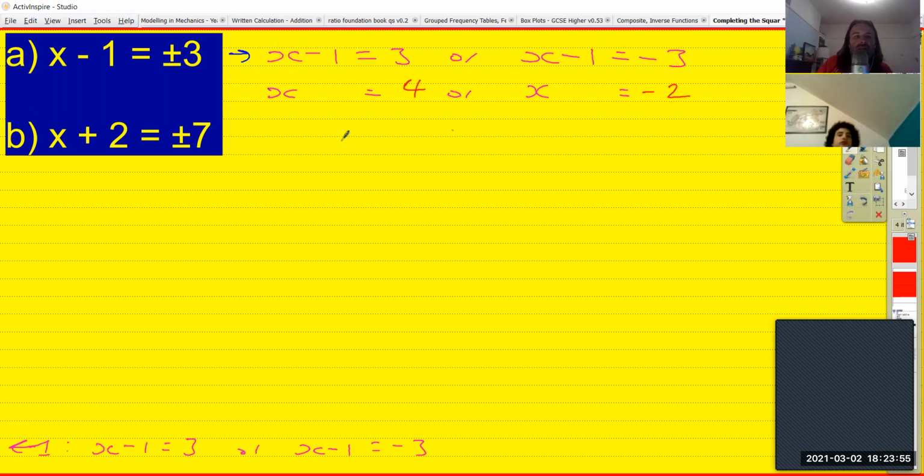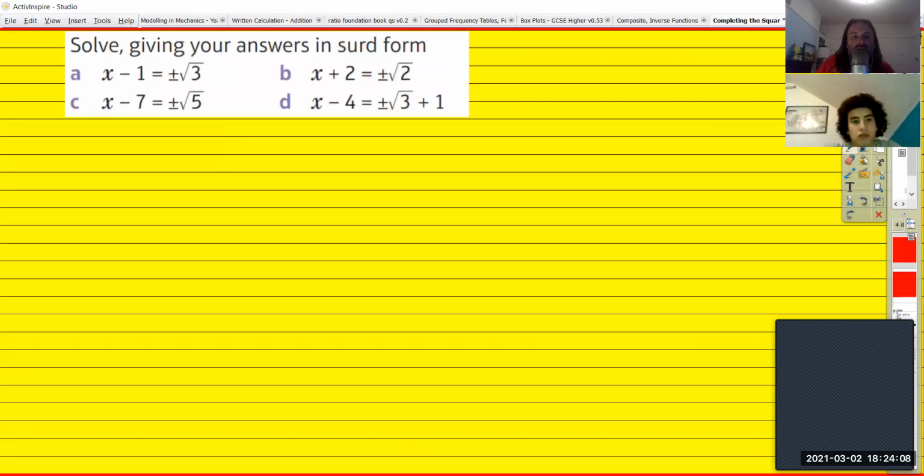That's it. Okay, so B, x equals 5 or x equals minus 9. Well done. That's it. There is a good reason for this, giving your answer in surd form. All right.